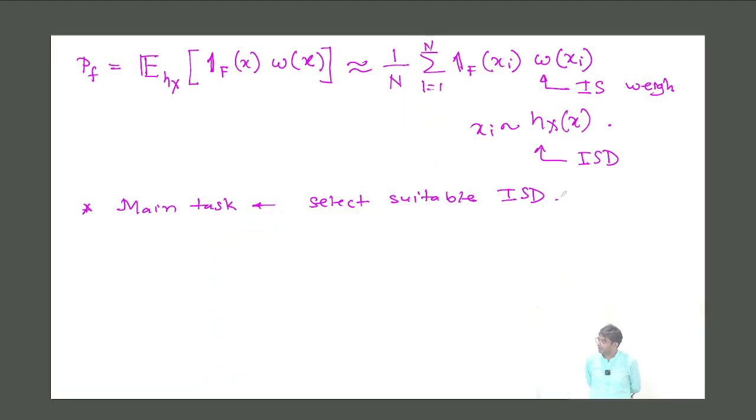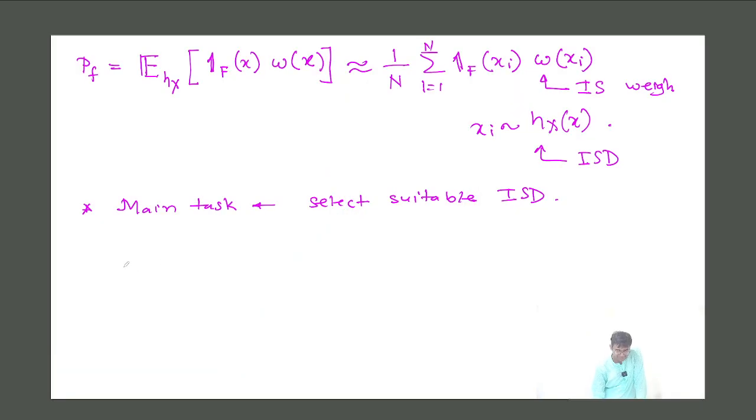What is the expectation of I f x w x? It is the integration of I x, I f x, w x, h x, dx. What is w x? It is f x by h x. So h and h will cancel out. What will be remaining? I f, what is that? So, the expectation of the summation gives P f. So, that means it is also an unbiased estimator.